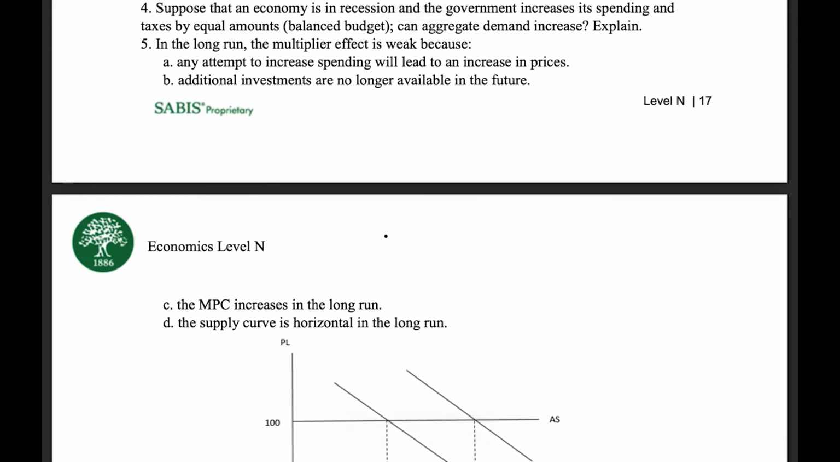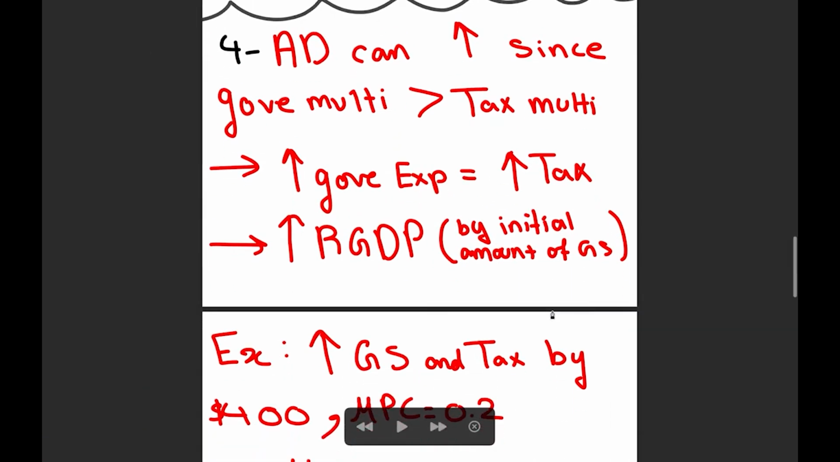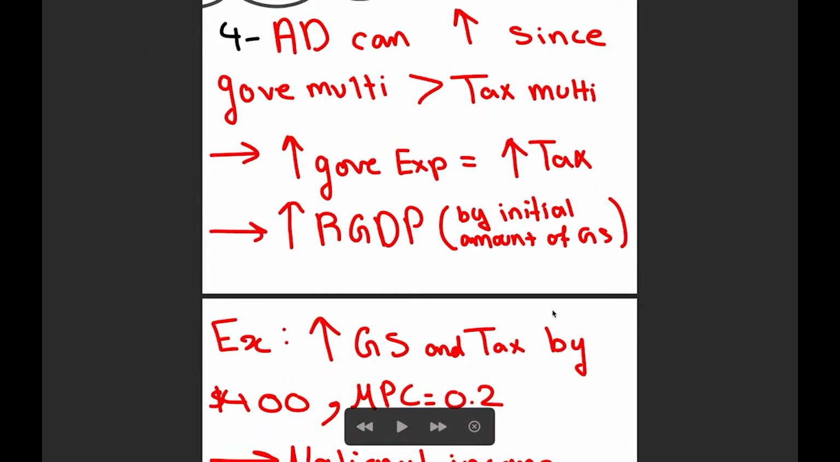Suppose that an economy is in a recession and the government increases its spending and taxes by equal amounts, which is also known as a balanced budget. Can aggregate demand increase? Explain your answer. Keep in mind, these questions might come written, so you need to know how to explain your answers in broader words.